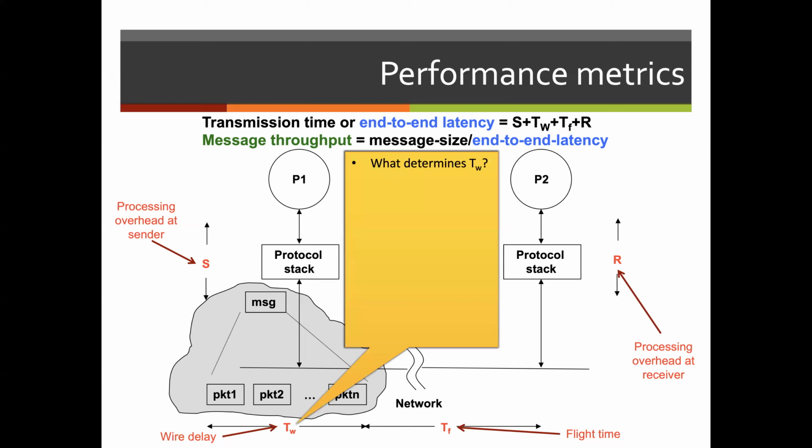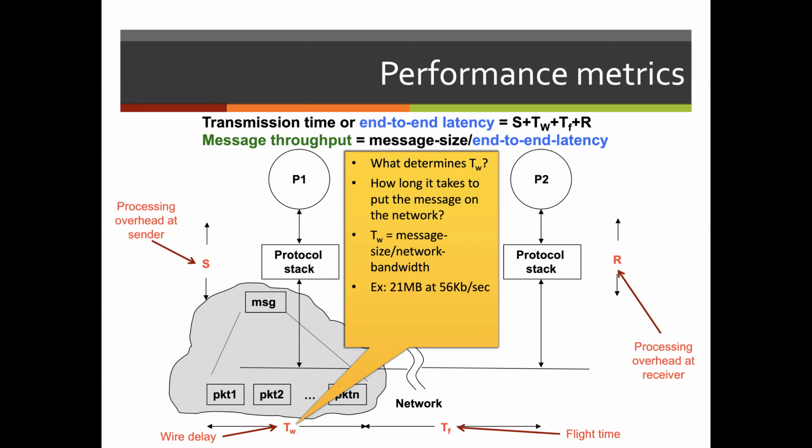And so what determines our wire delay? How long it takes to put the message on the network. T sub W is going to equal the message size divided by the network bandwidth. So example, 21 megabytes at 56 kilobytes per second. 21 times 2 to the 20 times 8 divided by 56,000 is going to give you 3,146 seconds for our wire delay.